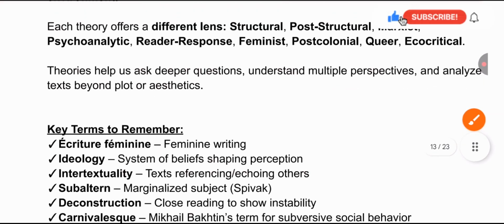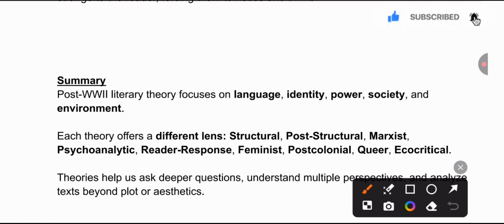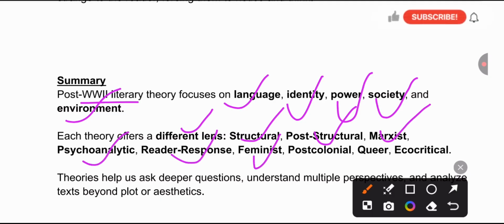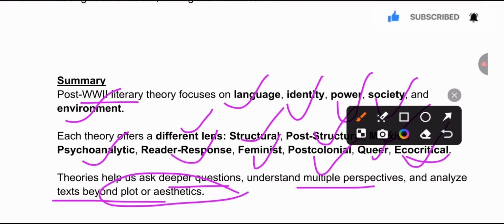Okay, so I hope you have understood what literary theory is now. Here you can summarize all of the literary theories part. Post-World War II literary theory focuses on language, identity, power, society, and environment. Each theory offers a different lens: structural, post-structural, Marxist, psychoanalytic, reader response, feminist, post-colonial, queer, and eco-critical theory. Okay. These theories help us ask deeper questions, understand multiple perspectives, and analyze text beyond plot or just aesthetics.